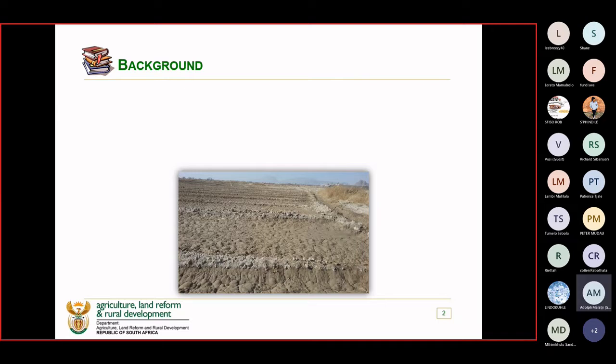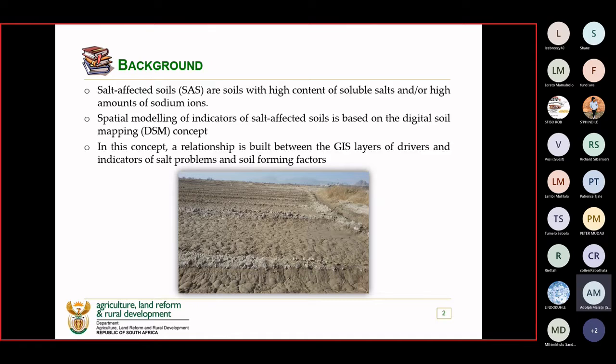So we wanted to just know where these salts are concentrated in the country. A little bit of background, as I've already indicated: salt-affected soils are soils with a high content of soluble salts and/or sodium ions.